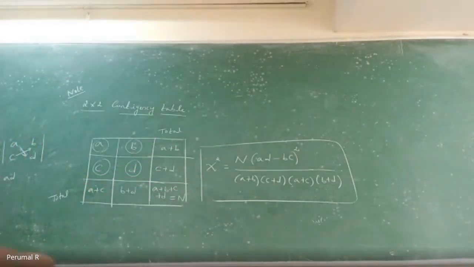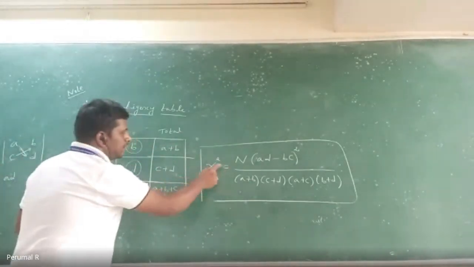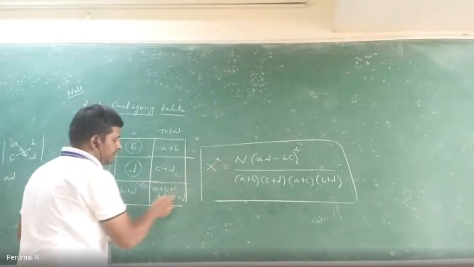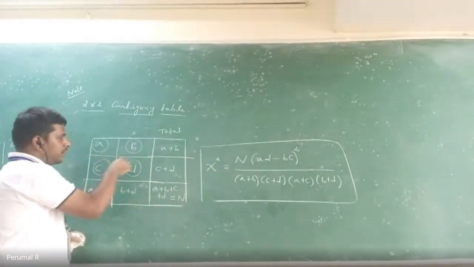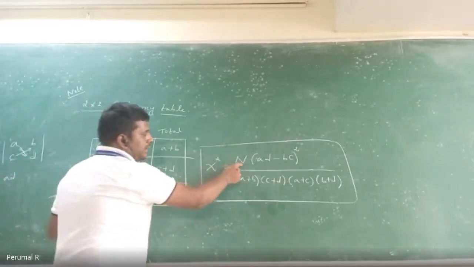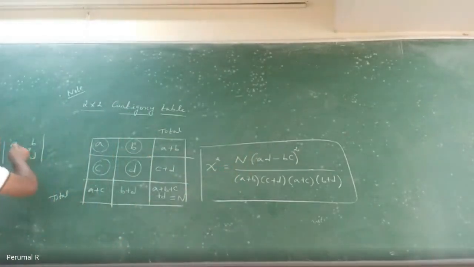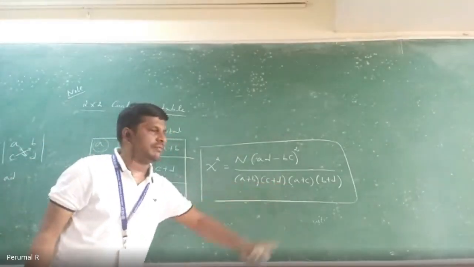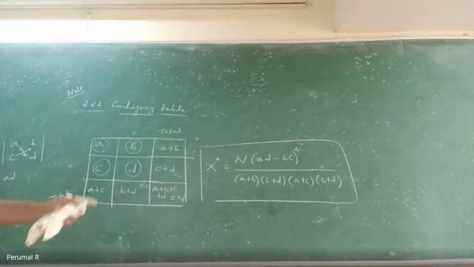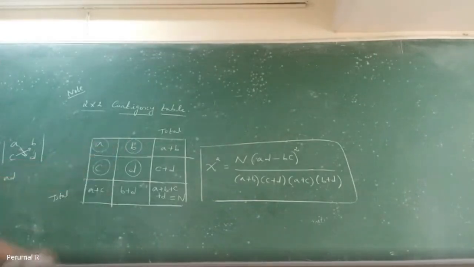After that you can write chi-square value equal to, so capital N is nothing but your grand total of all the values. So N into the determinant in the form (ad minus bc) whole square, divided by (a plus b)(c plus d)(a plus c)(b plus d). So in that way you can compute your chi-square value directly.